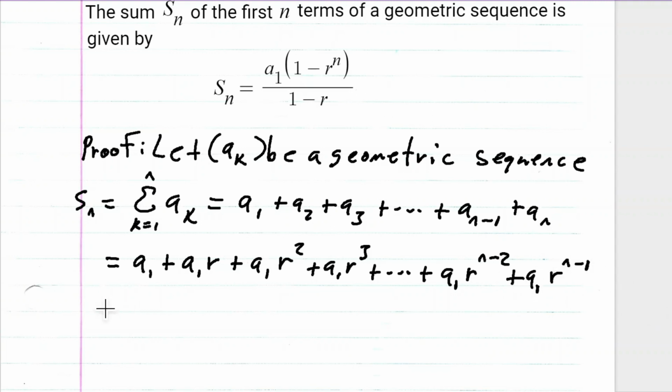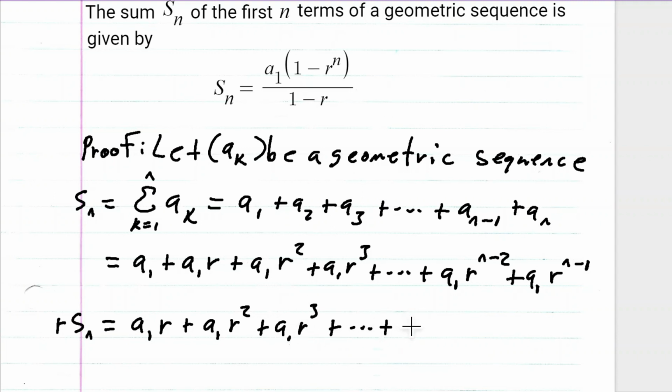Okay? So now let's look at what happens if we multiply this sum by r. So let's look at r S sub n. That would be equal to a sub 1r plus a sub 1r squared plus a sub 1r cubed plus dot dot dot plus a sub 1r to the n minus 1, right? Okay. And then, of course, plus a sub 1r to the n.